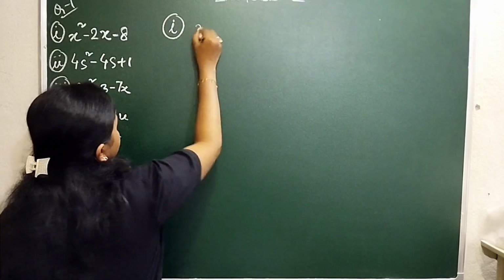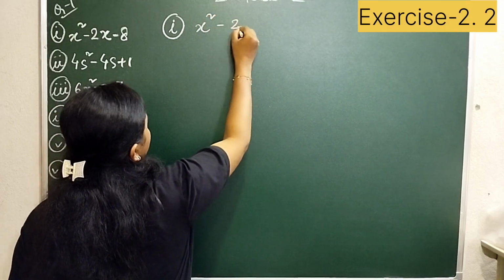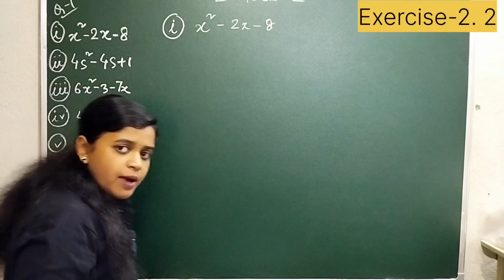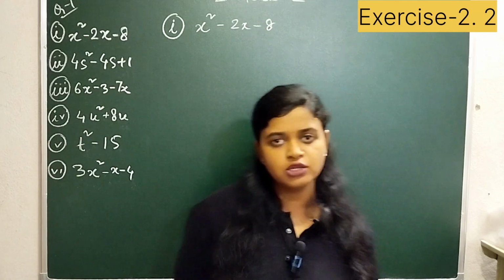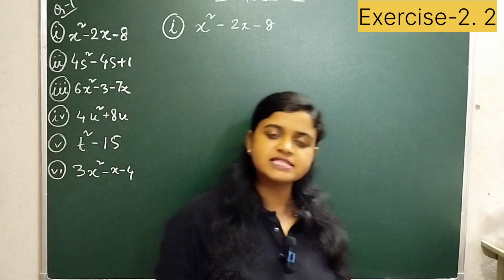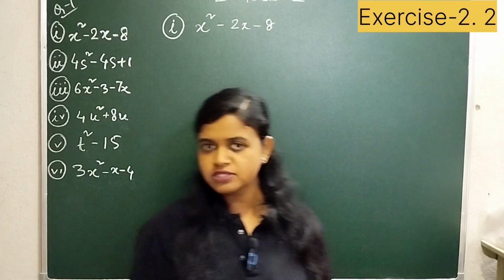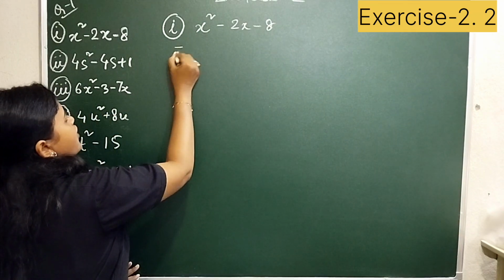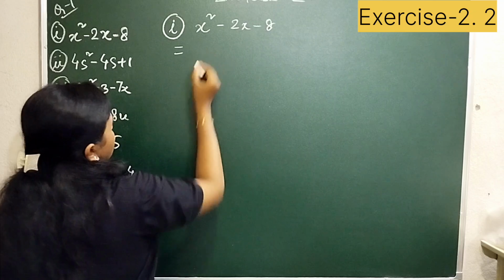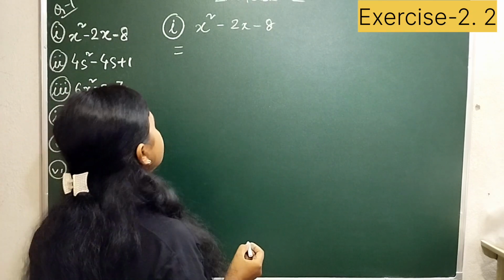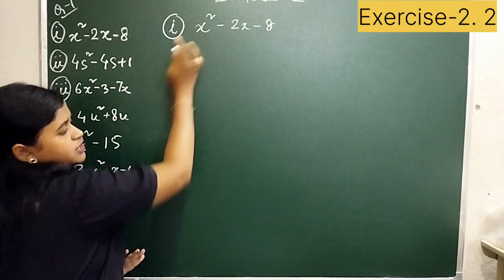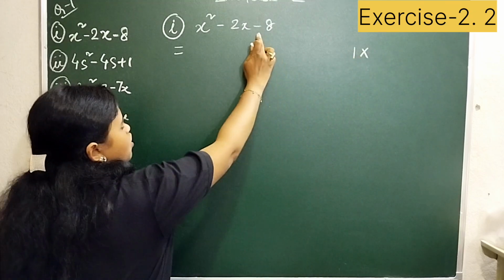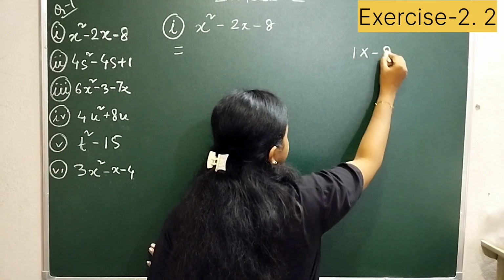Question number 1 is x square minus 2x minus 8. First we have to find the zeros of the polynomial, then establish the relationship between the zeros and the coefficients of the polynomial. So how to find the zeros? First we see the coefficient of x square, which is 1 here, and the constant term is minus 8.